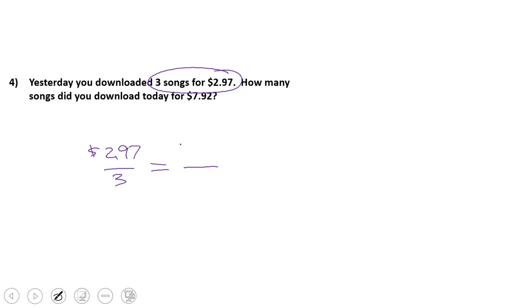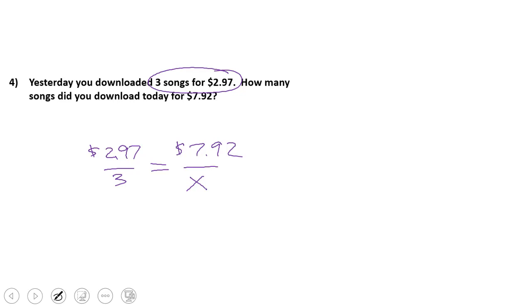How many songs did you download today for $7.92? So we recognize that money has to go on top for this to be consistent. So I go $7.92, and then how many songs? Well, I don't know how many songs. I've got to represent that with a variable. So I have $2.97 over 3 is to $7.92 over X.